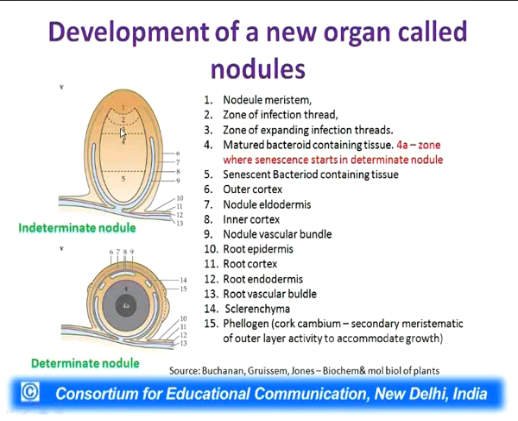Number 2 is the zone of infection thread. This is the zone where new cells are getting infected mostly. This is the zone of expanding infection thread, and the fourth is the position. This is the large central part of the nodule where most of the nitrogen fixation goes on.